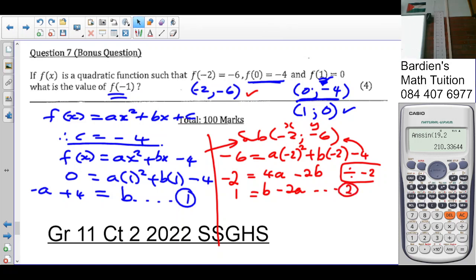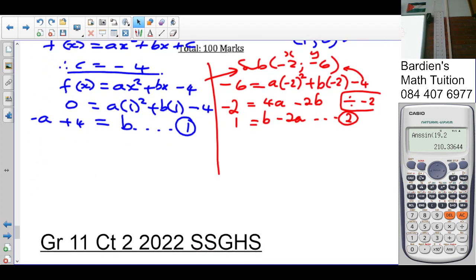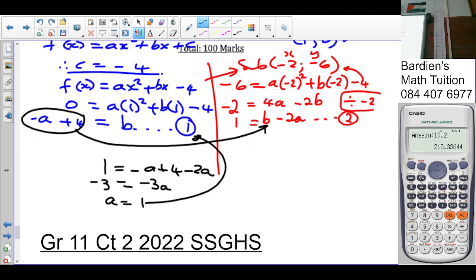So what I do now is simultaneous equations in pursuit of calculating the values of a and b. Wherever I see a b, I replace it with minus a plus 4. So 1 is equal to minus a plus 4 minus 2a. We've got negative 3a is equal to negative 3. So a is equal to 1. So I substitute that back into equation 1. So b is equal to negative 1 plus 4, which is 3.